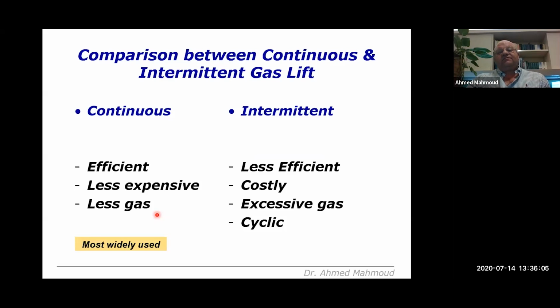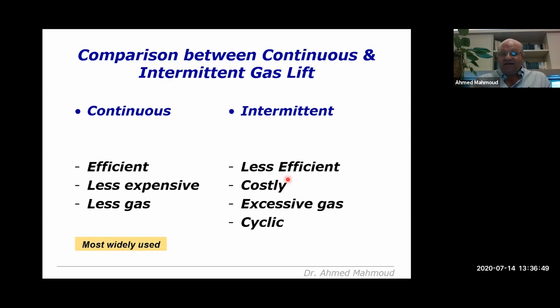So let's compare both, continuous gas lift and intermittent gas lift. In continuous gas lift, it has high efficiency as compared to intermittent gas lift. It is less expensive, even though you're pumping continuously. And you actually end up spending less gas, because you're pumping less gas, at continuous and low flow rates. And this is what makes it the most widely used worldwide.